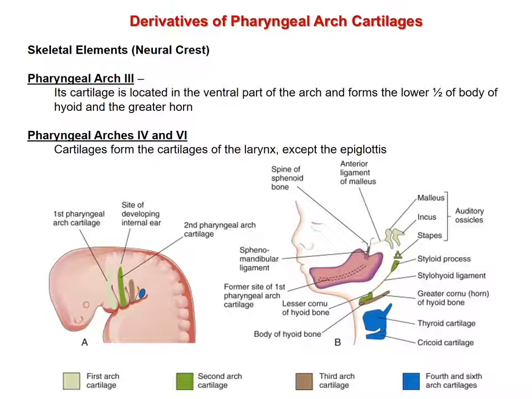The epiglottis, as we will see shortly, arises from the mesenchyme in the hypopharyngeal eminence, a swelling on the ventral surface of the pharynx that is derived from the third and fourth arches.